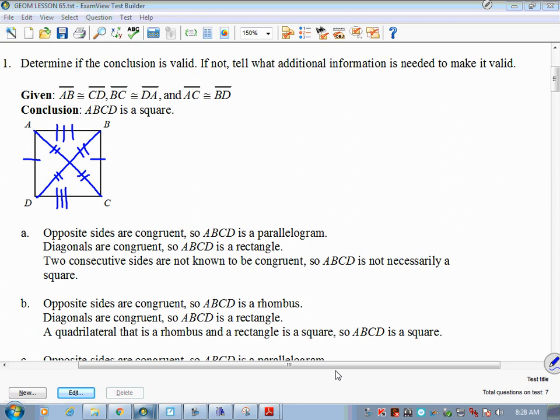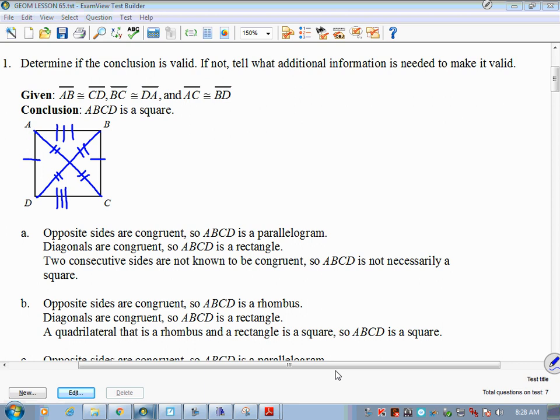So if you look at this, we see that the diagonals are congruent. So because the diagonals are congruent, we know that ABCD is a rectangle. All right, we can go back to our properties of parallelograms and see that. But two consecutive sides are not known to be congruent. So ABCD is not necessarily a square, and mainly it's not a square because we can't prove it's a rhombus, right? I can't say that AC is perpendicular to BD. I don't have enough proof for that.